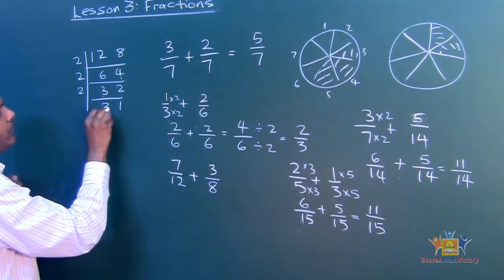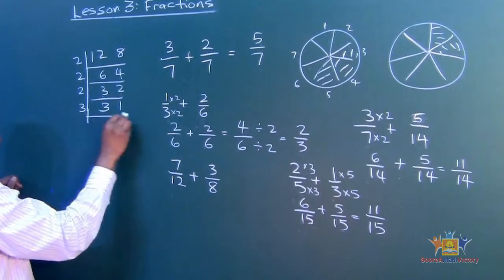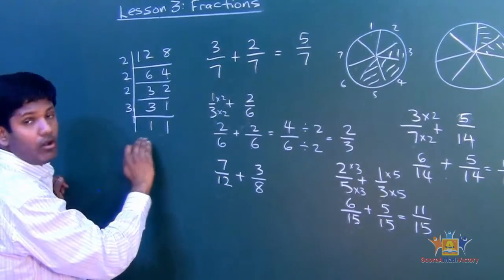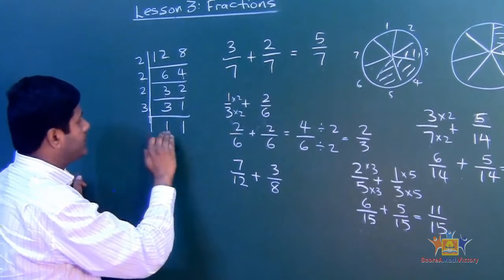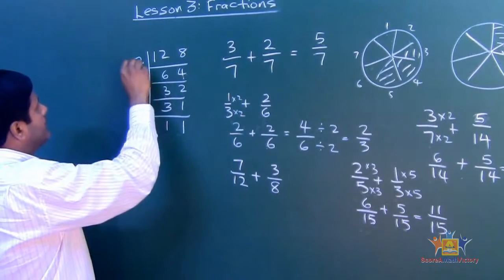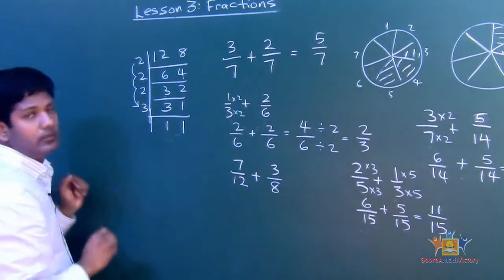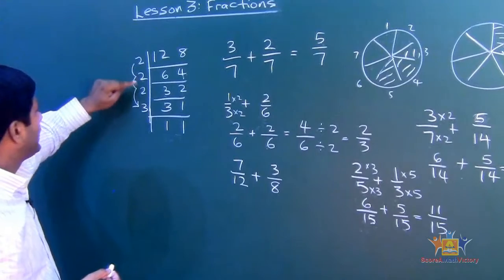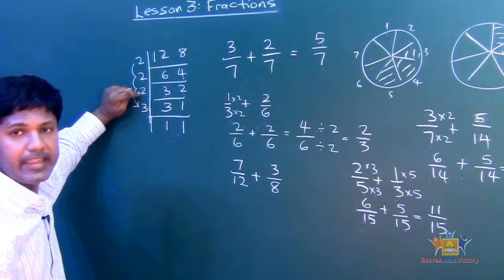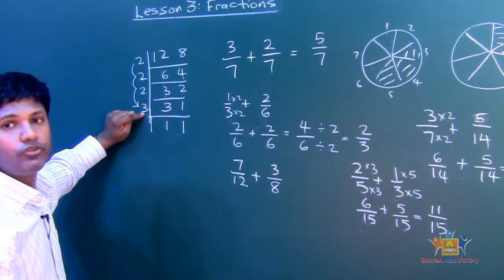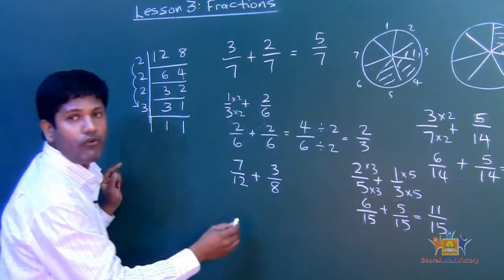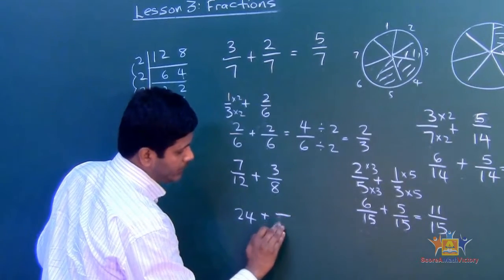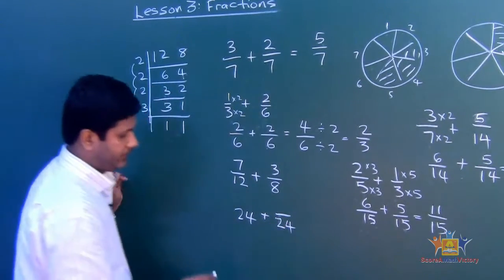And then you just bring the 3 down. And then you take 3. 3 divided by 3 is 1. And just bring 1 down. Your key is to bring it all the way down to 1. Once they are both down to 1, you can multiply these out to get your common denominator. 2 times 2 is 4. 4 times 2 is 8. 8 times 3 is 24. So 24 would be your common denominator that will accommodate 12 and 8.